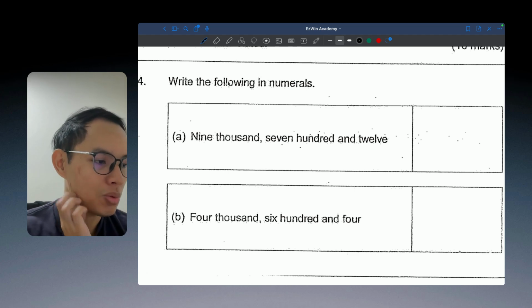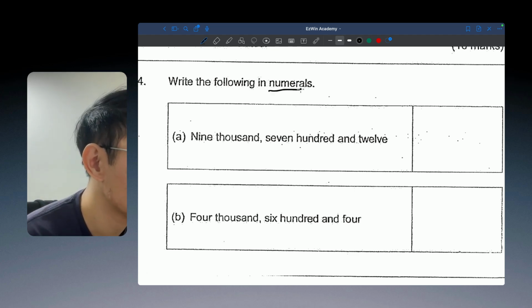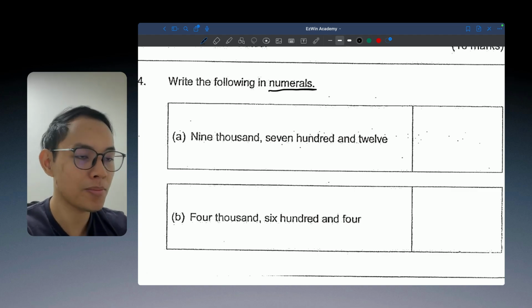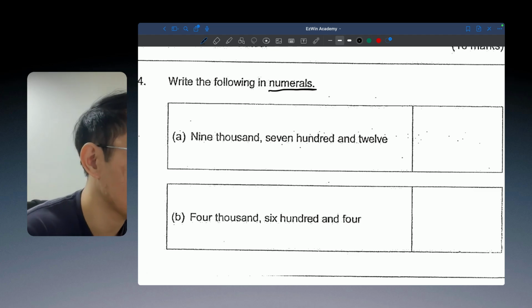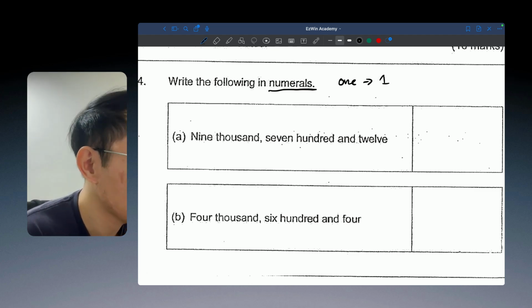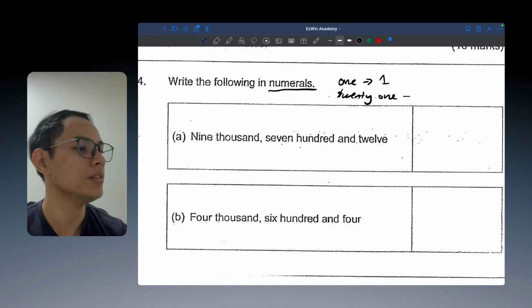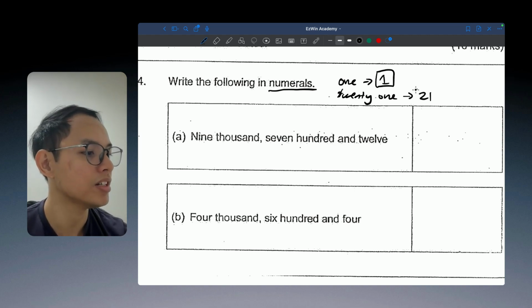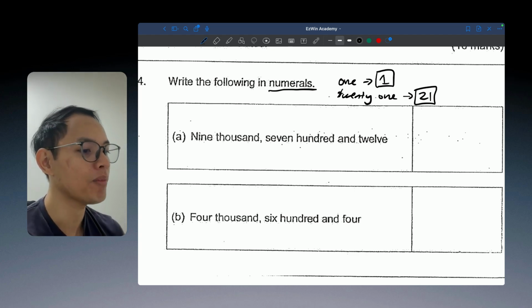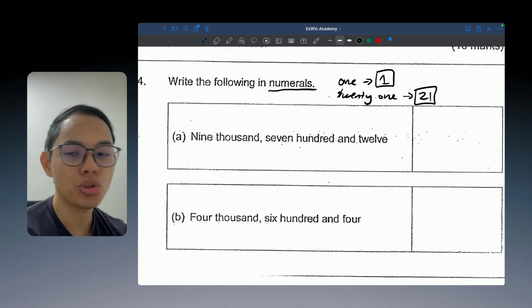So what do you mean by numerals over here? That means you just need to put in the number from the words that you see over here. If I were to say 1, then it should be number 1. If I were to say 21, then it should be 21. So numerals means this thing over here. We convert English to numbers. That's what numerals means.